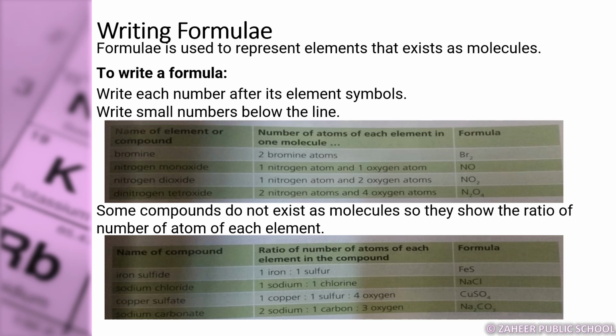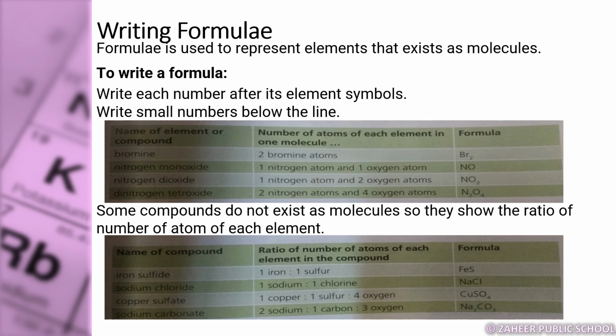Let's take an example. If you have bromine, you know that bromine consists of two atoms, so the formula would be Br2, and the 2 would be small, which shows there are two atoms of bromine combined together. For nitrogen monoxide, which means one nitrogen atom combined with one oxygen atom, the formula would be NO. And for nitrogen dioxide, which means one nitrogen atom combined with two oxygen atoms, the formula would be NO2. The 2 means two oxygen atoms are there.